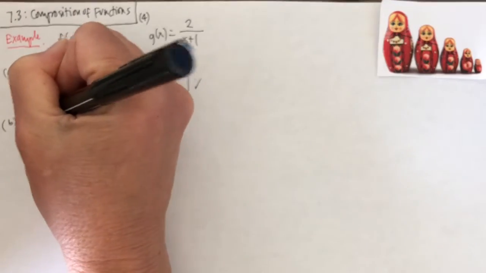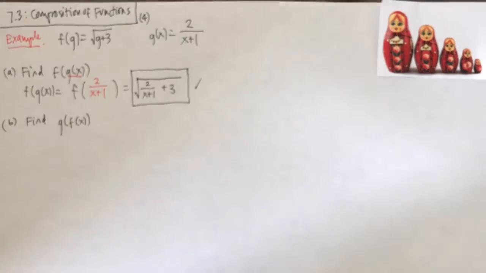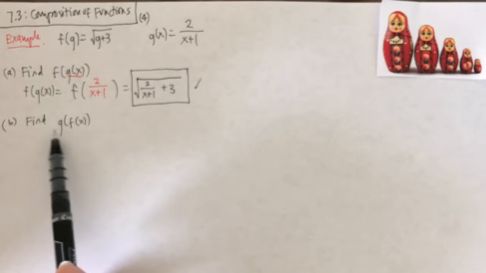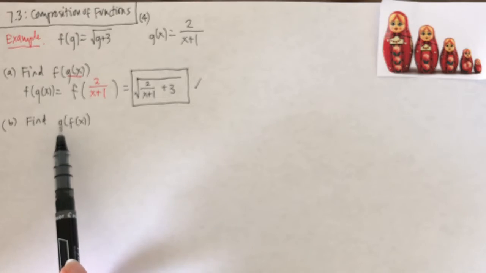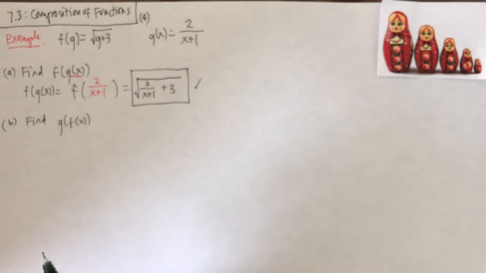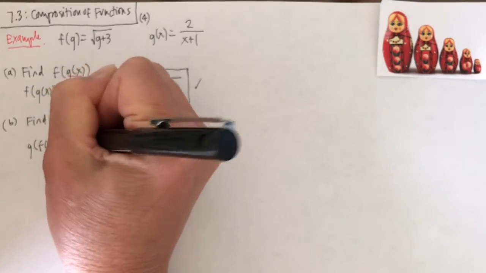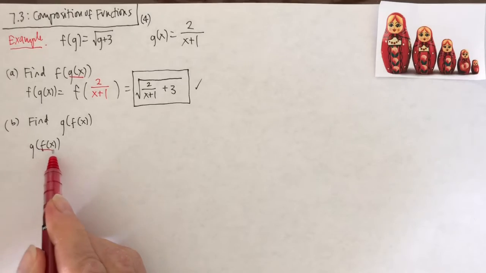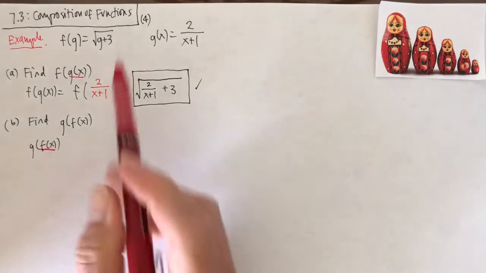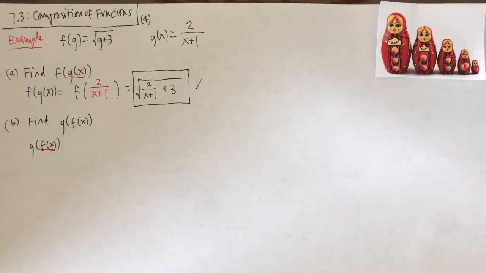Okay, let's find g of f of x. So this time, just like the washing machine example, the order matters. And so if we compose these two functions, putting f into the function g, we'll probably get something that looks a little different. So g of f of x means take the function f and you're going to put it into the function g. So this function is going to go into g.